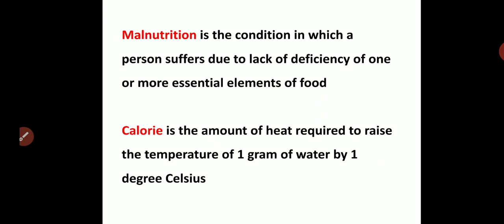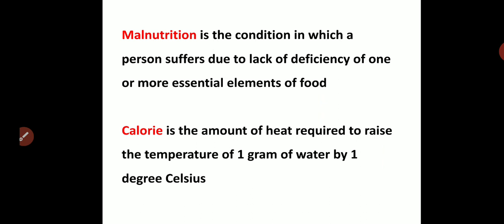Malnutrition. It is the condition in which the person suffers due to the lack or deficiency of one or more essential compounds of the balanced diet. That is, if a person does not get sufficient quantity of all the food items or all the nutrients, minerals, salts, then the person can suffer due to a deficiency disease, and that is termed as malnutrition.